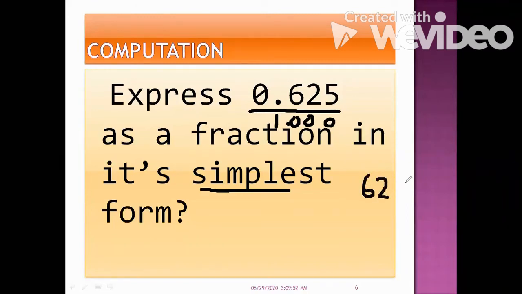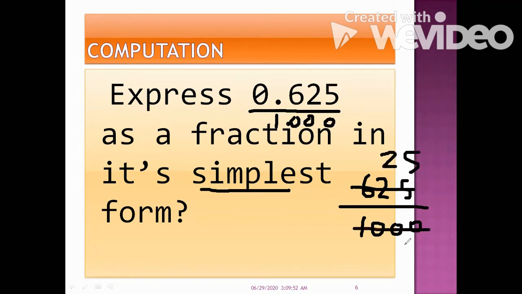625 all over 1,000. Now it says to break it down to its simplest form. So what I'll do, I'll just use 25. Now 25 into 625 is 25. And 25 into 1,000, well, how many groups of 25 can we get in 100? 4. Long 0 there.